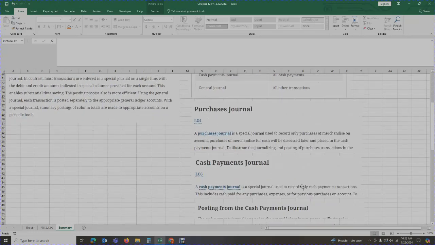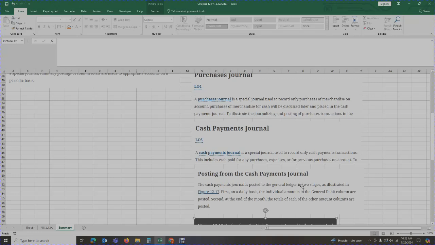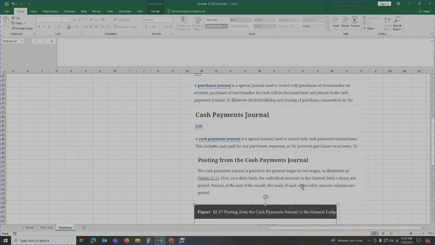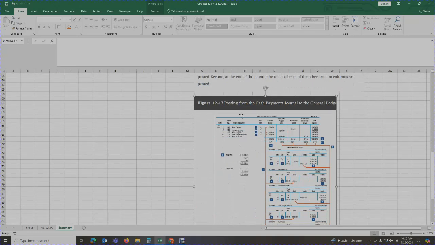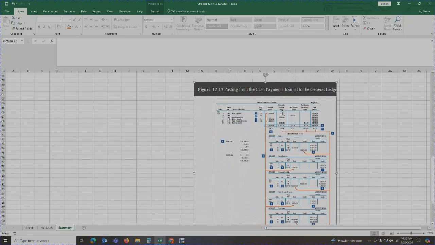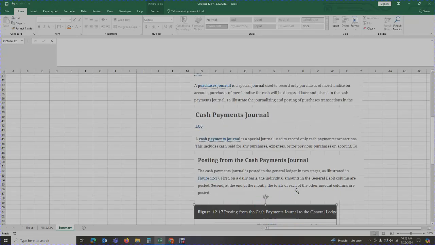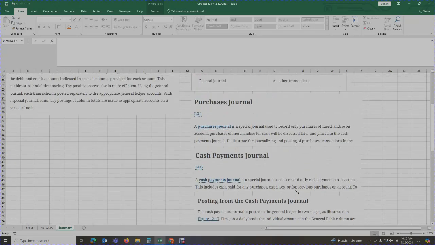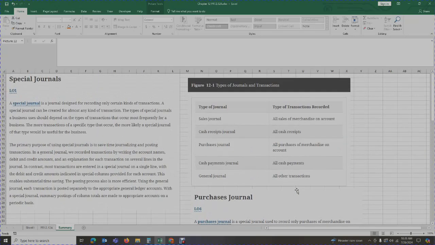So the textbook has a wealth of information, examples, and step-by-steps on how to do things. They give you illustrations and figures on how to transfer the information from the different journals. For example, this is the cash payment journal, and how to transfer the information from the cash payment journal to your specific ledger accounts. So make sure that you review all of this information in your ebook before you begin working on the problem.